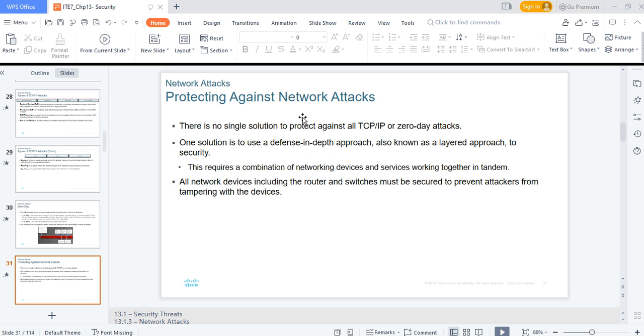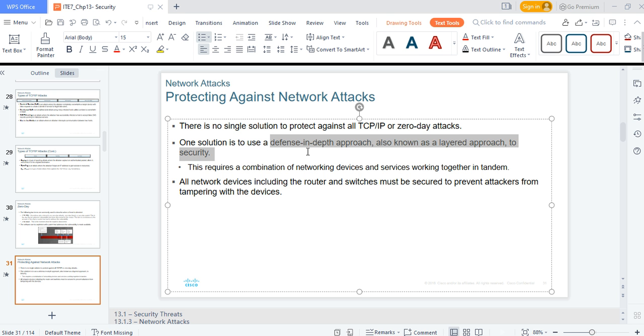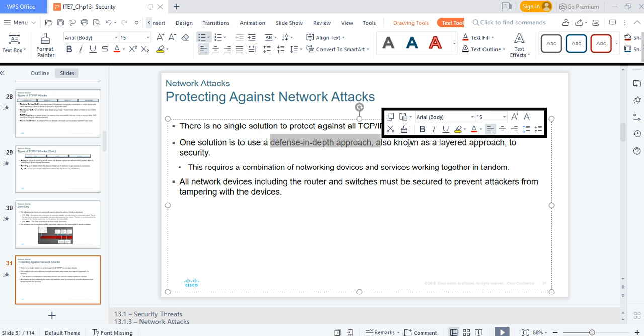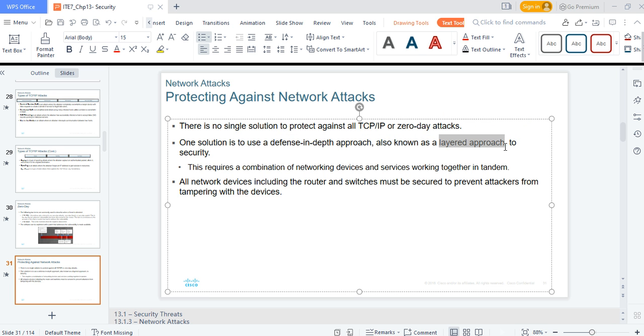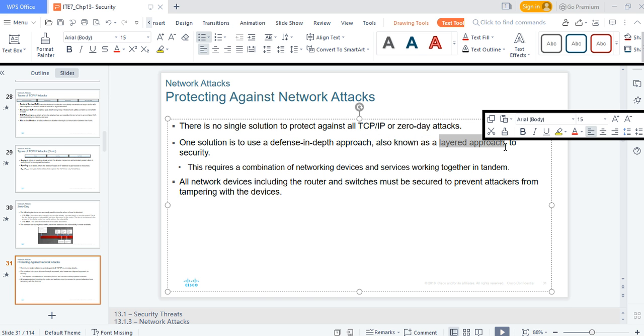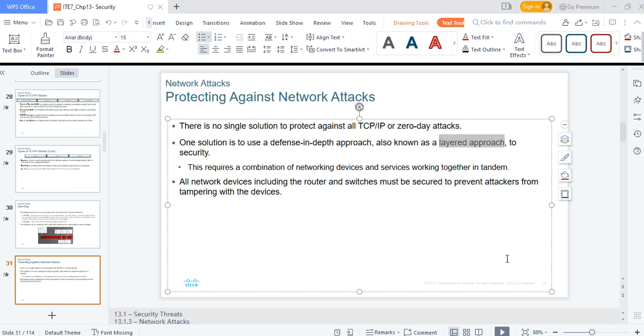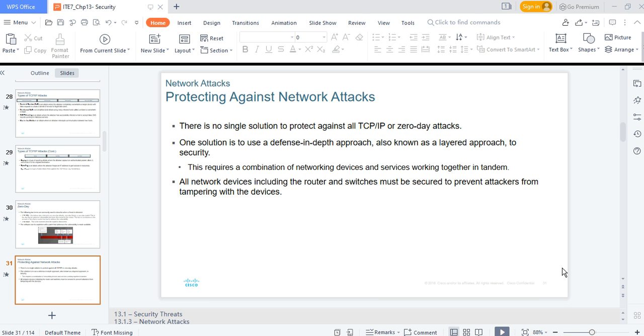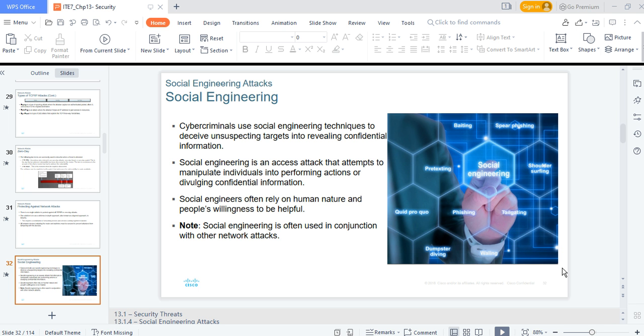So no single solution will protect against all types of attacks. So you want to use the defense-in-depth approach. This is where you have a layered system, right? You have countermeasure A, countermeasure B, countermeasure C. So you patch on all sides to make sure that you are very secure. No one solution is going to help you fix all of your problems. None.